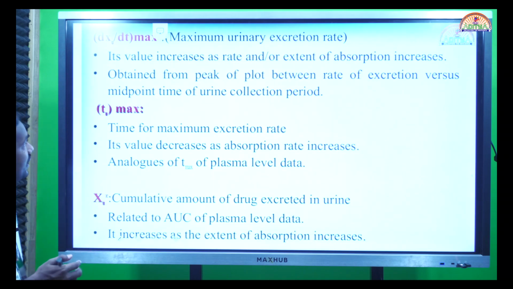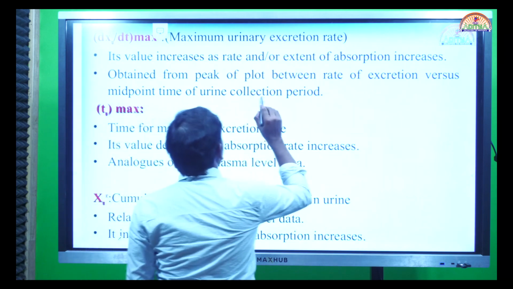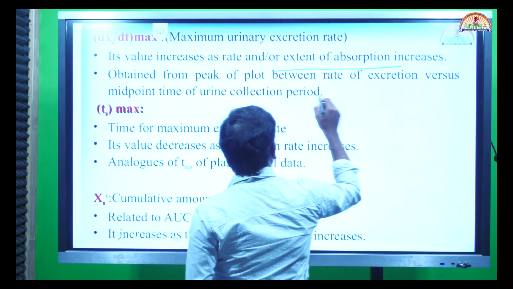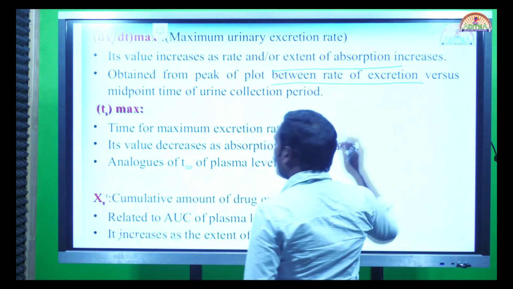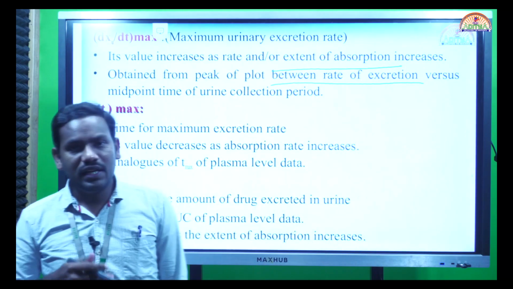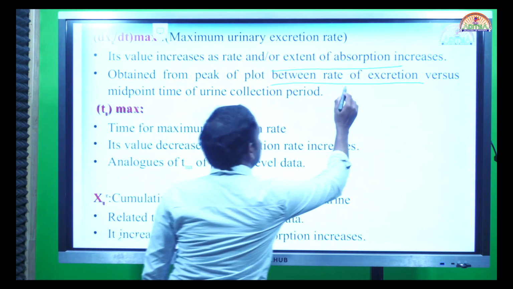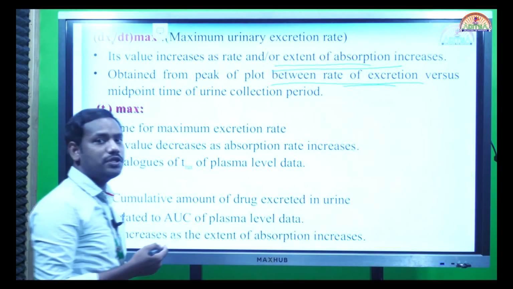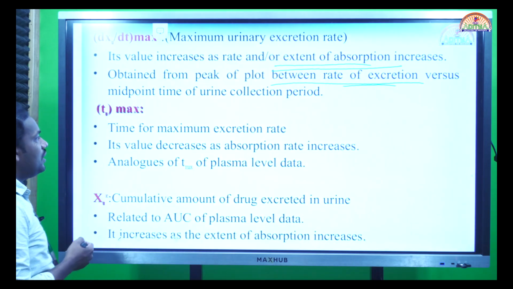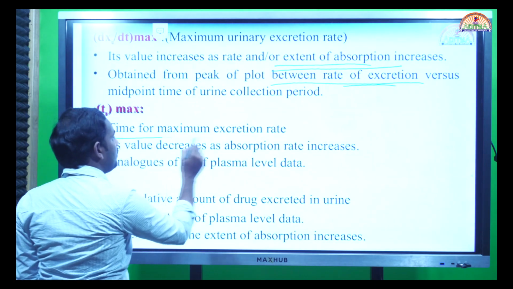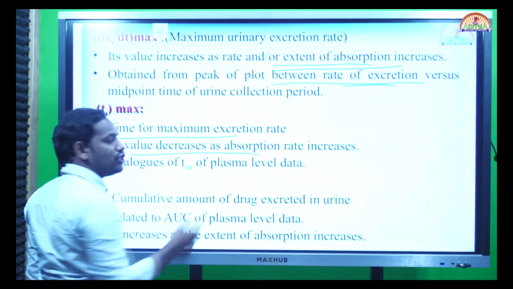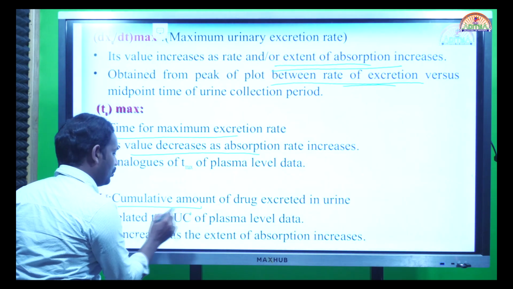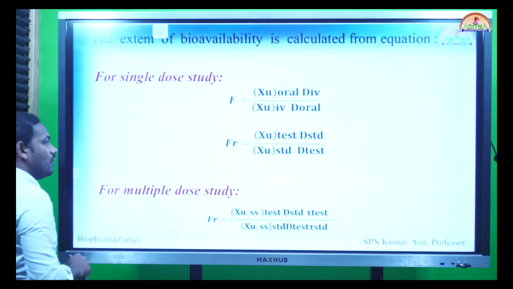dXu/dt max is the value which gives me the extent of absorption, and indirectly gives me the rate of excretion. dXu/dt is actually the rate at which drug is excreted in the urine, which is a direct measure of absorption. The higher the absorption, the higher the excretion. Tmax is the time at which the maximum excretion occurs, whereas Xu infinity is the cumulative amount, similar to AUC in the plasma drug profile.